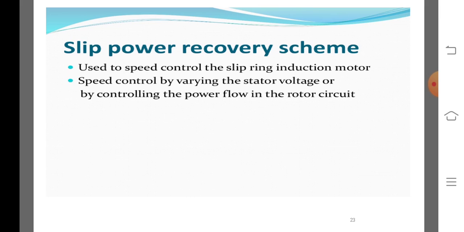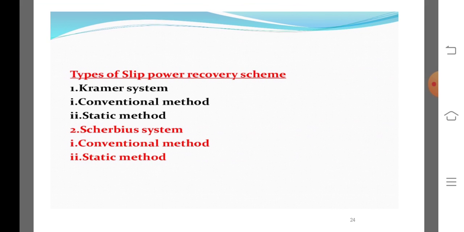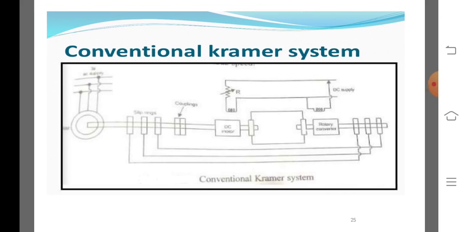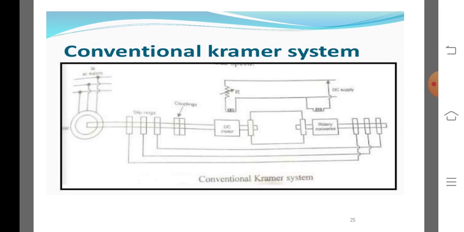It has two methods. One is the Cramer system, another one is the Kerbeus system. Let's go with the Cramer system. The Cramer system is conventional, and the diagram is represented on the screen. This method is applicable to large rating motors of 4000 kilowatt or above.